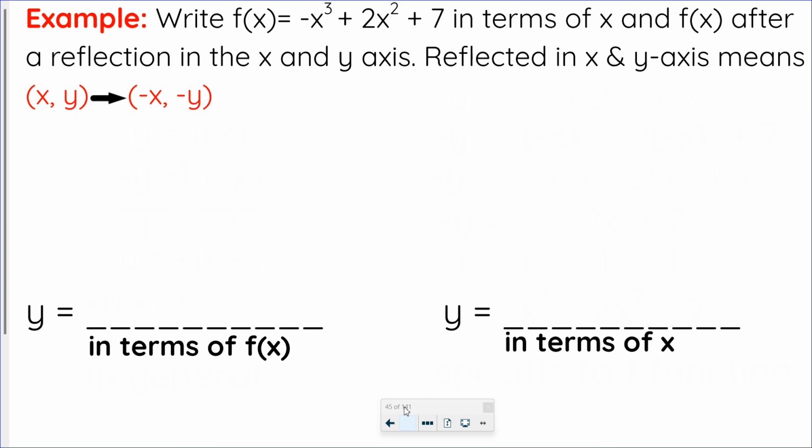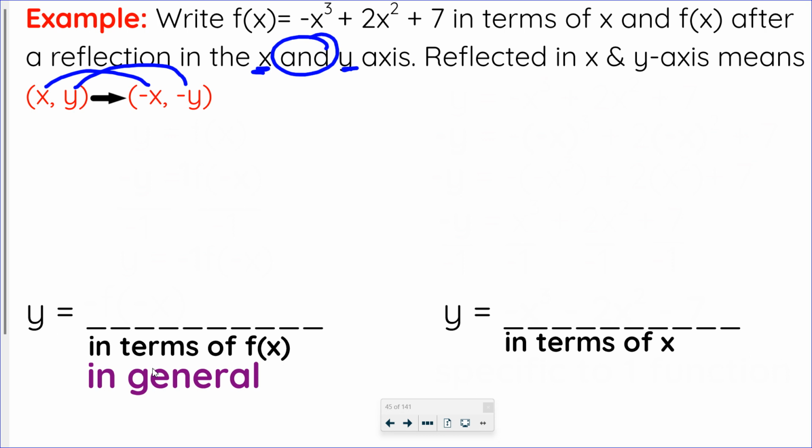I just want to end with one last example involving equations. So this time I'm given the equation, f of x is negative x cubed plus 2x squared plus 7. I want to reflect it in both the x and the y-axis. So a vertical and a horizontal reflection. That means that x is the opposite value and y is also the opposite value. So first of all, let's do that in terms of f of x.